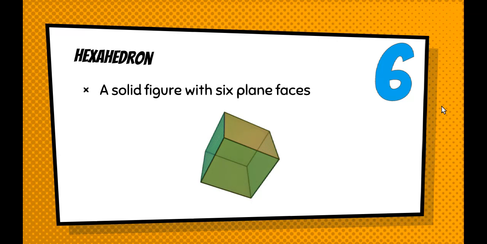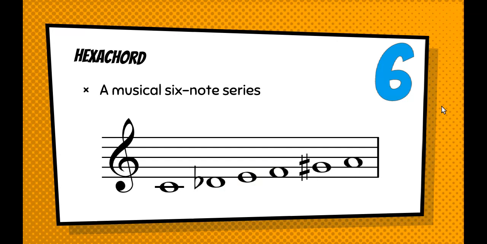Next is a hexahedron. This is a solid figure with 6 plane faces. So if you think of a cube or a dice, okay, that's a hexahedron. It's a solid figure and has 6 plane or flat faces. So think about a dice. There's 6 numbers on it, so there are 6 plane faces or 6 sides. So for hexahedron, I want you to do your best to draw a picture that represents a hexahedron, or a solid figure with 6 plane faces.